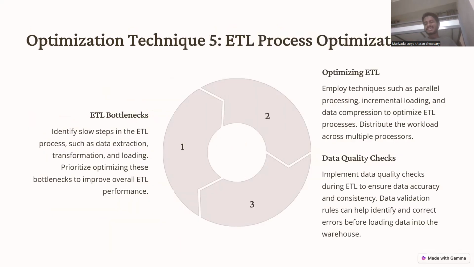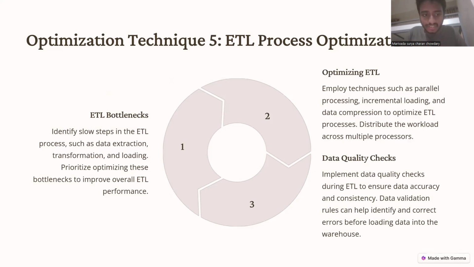Next is another very simple optimization technique: ETL process optimization. From the name itself, we can observe that it is extraction, transformation, and loading. It follows three steps: extraction, data transformation, and loading. First, let's talk about ETL bottlenecks. First, it identifies the slow steps in the ETL process, such as data extraction, transformation, and loading.